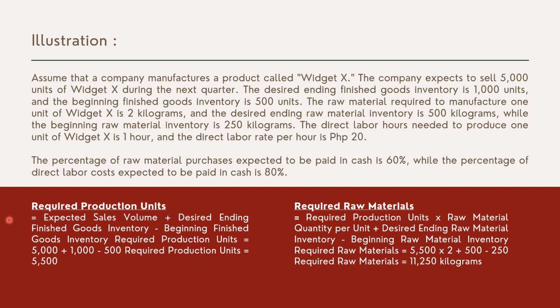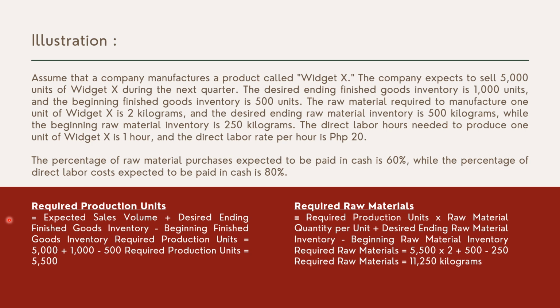Multiplied by 2 because it is 2 kilograms per unit, plus the desired ending raw material inventory less the beginning raw material inventory. Okay? Do not be confused with the raw materials and the finished goods. They are different. The ending for raw materials is different from the ending for finished goods.